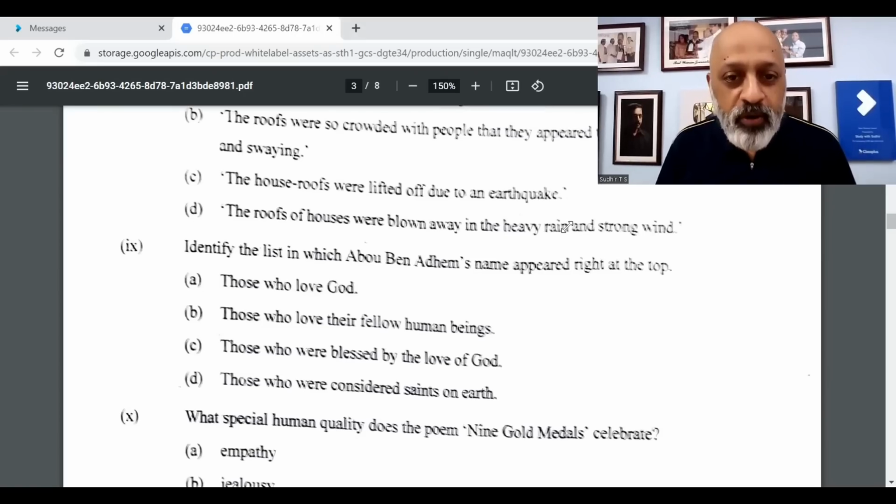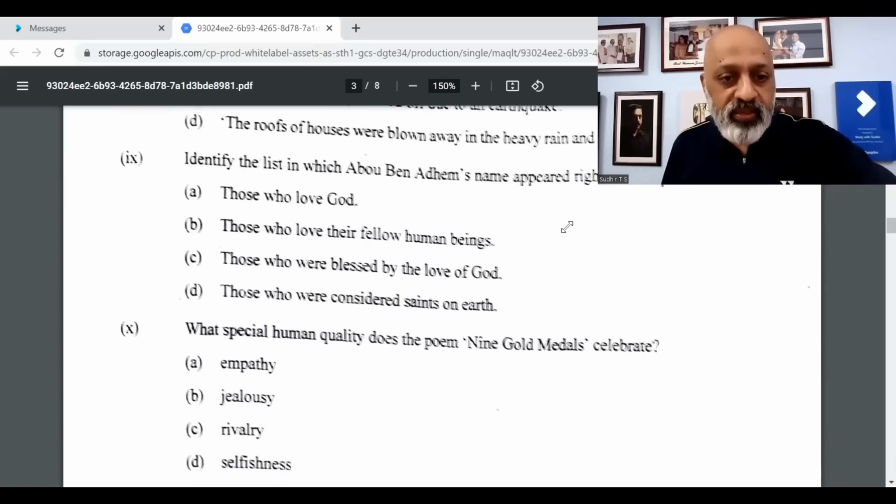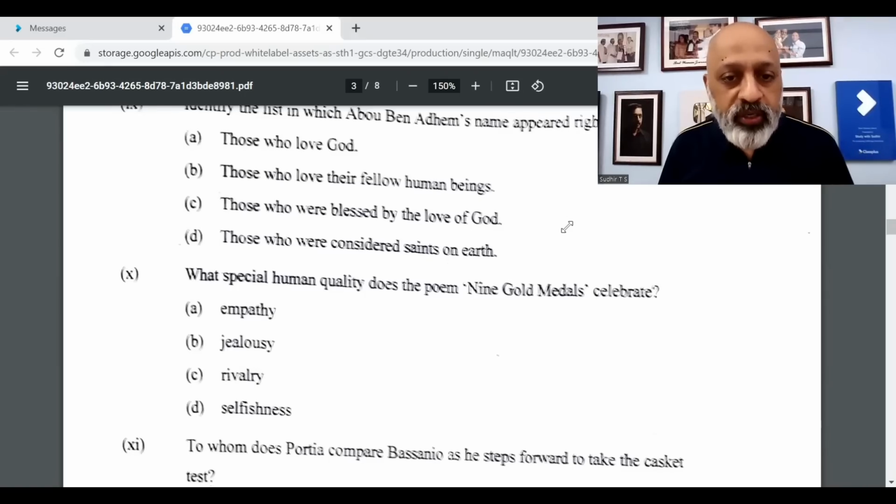Identify the list in which above Ben Adams' name appeared right at the top. Option number C, those who were blessed by the love of God, right? That's what the final list which was brought by the angel said. What special human quality does the poem 9 Gold Medals celebrate? Empathy.